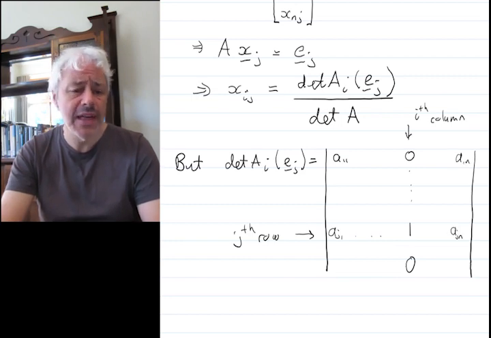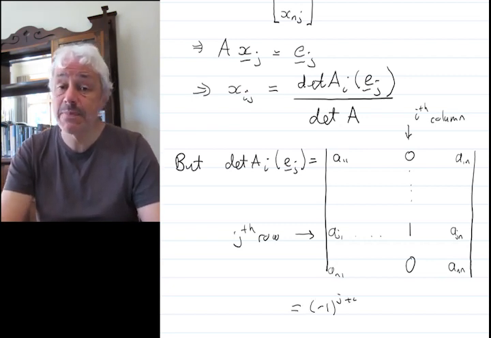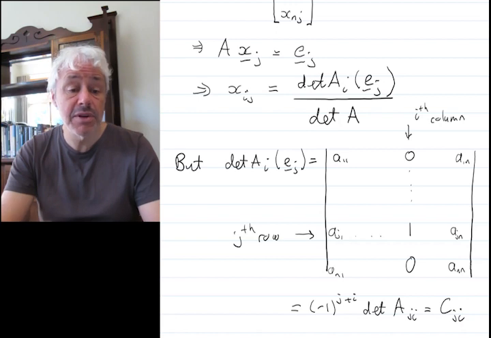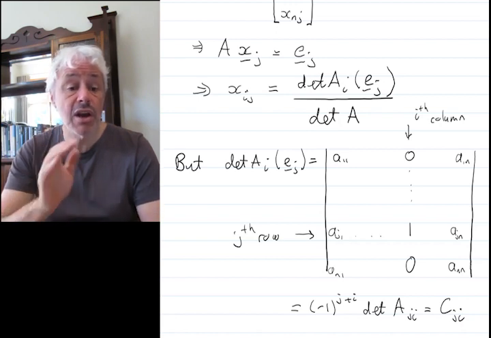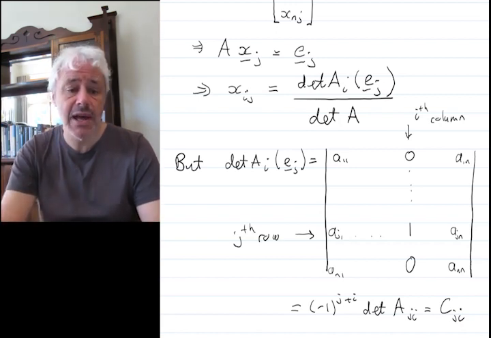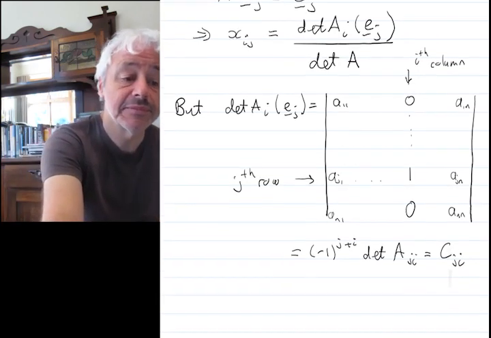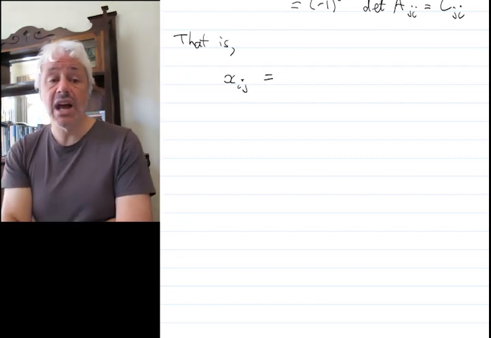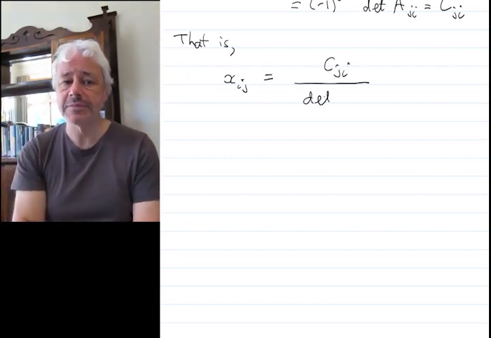How am I going to evaluate that determinant? Well, look at the ith column. It's almost all zeros. I should do a Laplace expansion along the ith column. What I will get is minus 1 to the j plus i times the determinant of that matrix with the row j column i position crossed out. Well, that's just C_ji. It's the ji cofactor of the matrix A. So I've got my formula. x_ij is C_ji divided by the determinant of A.